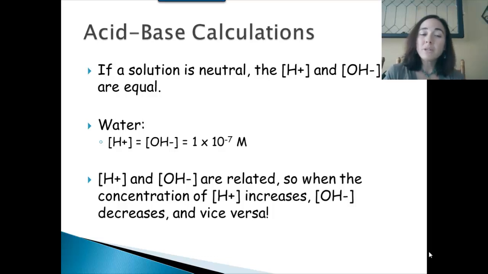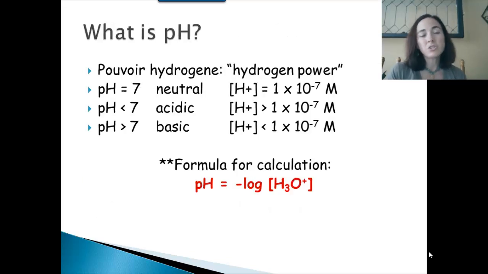Now the hydronium and the hydroxide concentrations are related. So if the concentration of one of them goes up, the concentration of the other one goes down. We find that the product of the two is a constant. That's going to lead us to pH. Now pH comes from a French term that means hydrogen power. If you have a substance that is neutral with a pH of 7, that means that the hydronium ion concentration is 1 × 10 to the -7 molar. Do you see how that exponent in the concentration is the pH value? That's going to be useful in a few minutes.